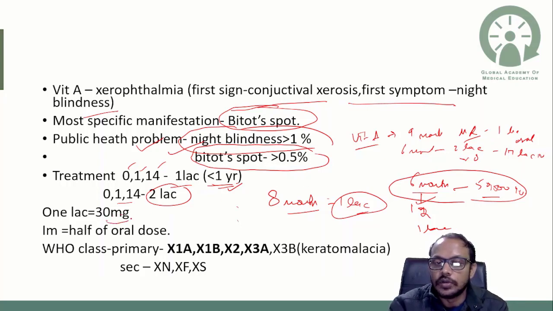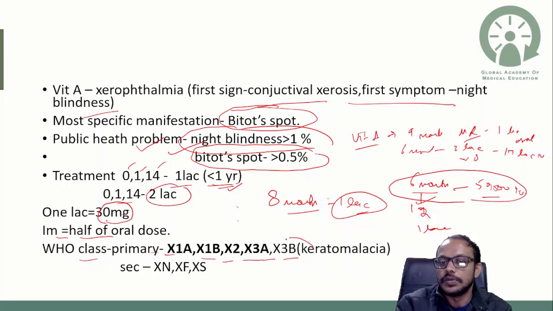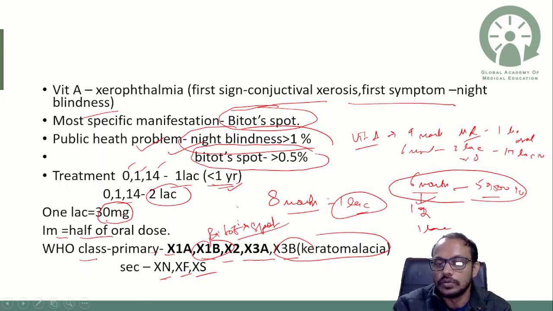1 lakh international units equals 30 milligrams of vitamin A, and the intramuscular dose should be half of the oral dose. The WHO classification was X1A, X1B, X2, X3A, X3B. X3B is keratomalacia, and X1B is Bitot spot. Okay, this is night blindness, this is fundal changes or scarring. Okay, so this is the WHO classification of vitamin A deficiency.